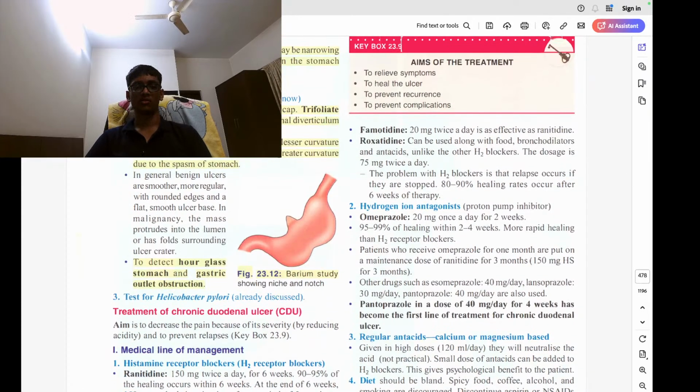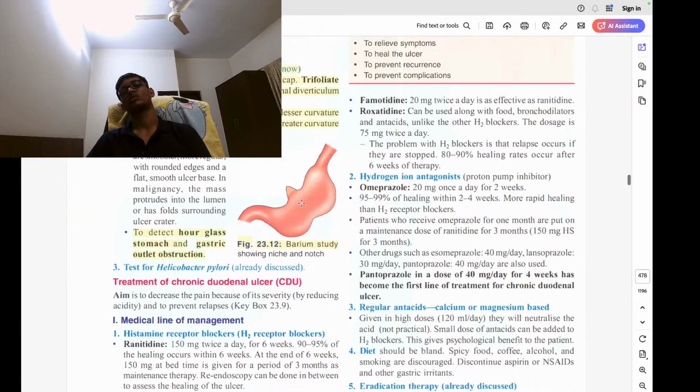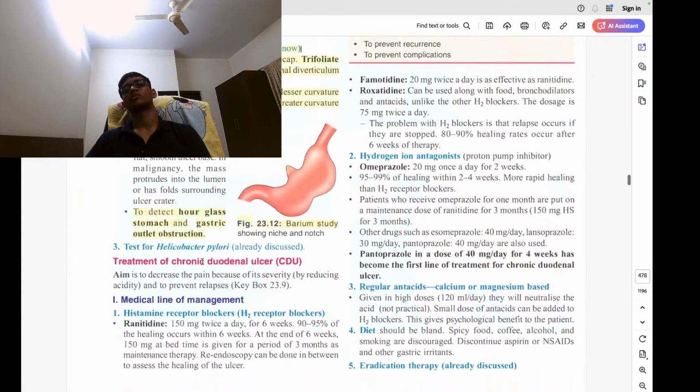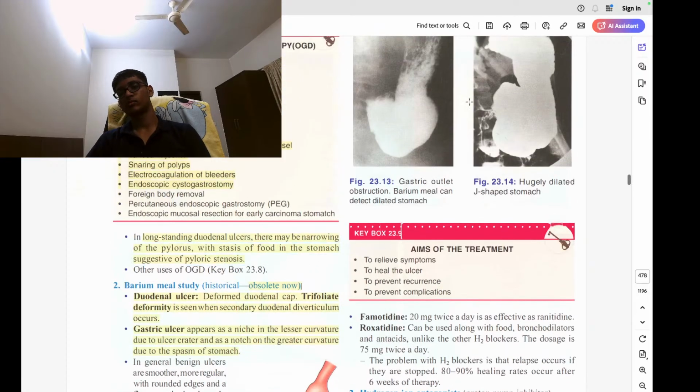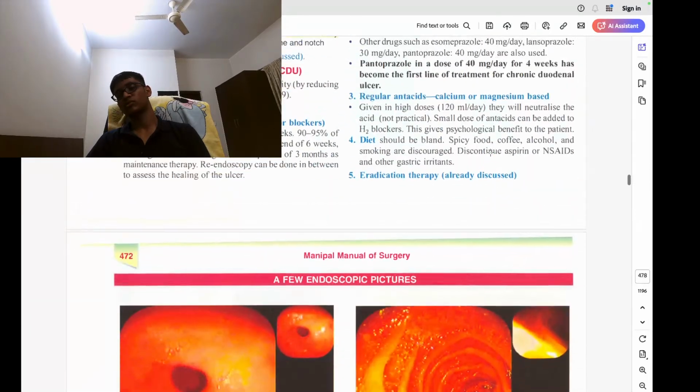Wait, it's absolute no. God damn it. I totally missed that. Barium meal study, it's not important though. Yeah, what will you do with a whole stomach, gastric outlet obstruction, or what will you do? Dilated stomach. What's this?